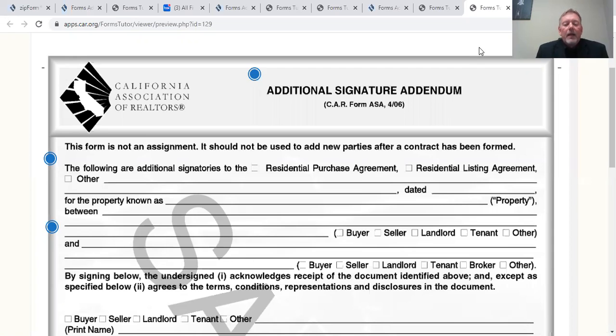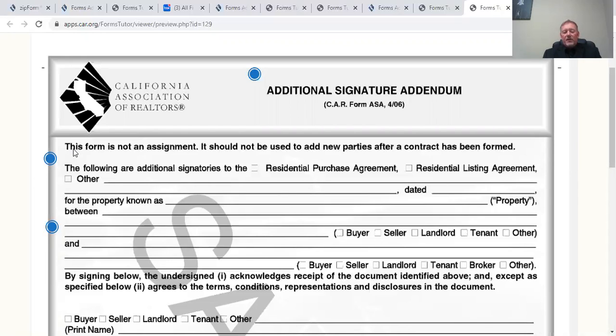Today we're going to go over a form that I think sometimes gets misconstrued as to what it's supposed to be able to do, and it's the ASA form. It's the Additional Signature Addendum, and the main point is to look at the top of the page. It says this form is not an assignment. It should not be used to add new parties after a contract has been formed.